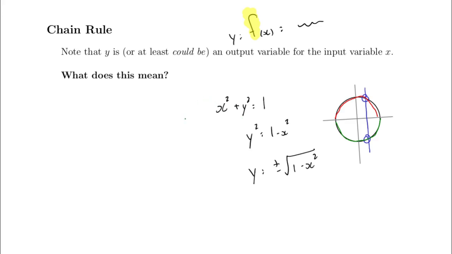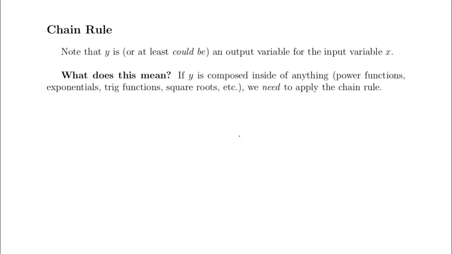All this to say that we might have to apply the chain rule here, because if y is an output variable of an input x, then when you do something to y like this, we square it. What we're doing is composing a function inside of another function. This is the power rule applied to some function of x. So we might have to apply the chain rule here. So if y is composed inside of anything, power functions, exponentials, trig functions, square roots, anything else that we've seen, we're going to need to apply the chain rule, because that's really a function inside of another function.